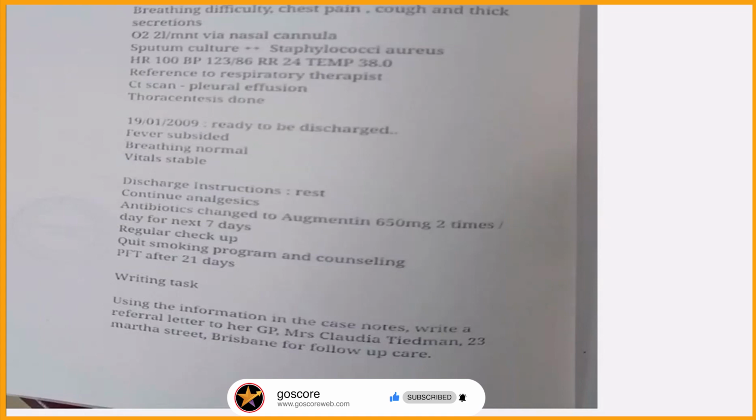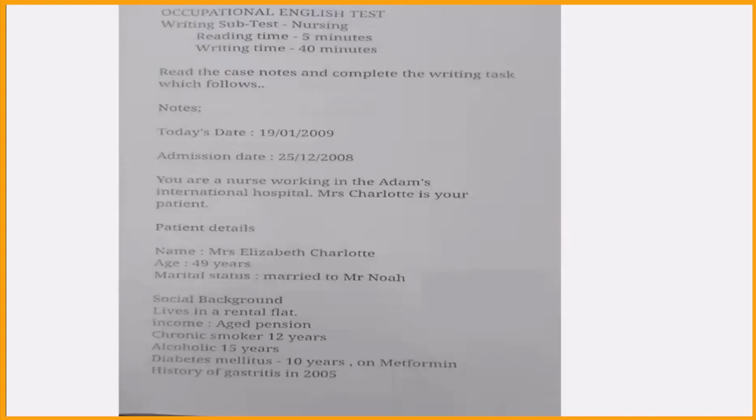What is the purpose of this letter? For follow-up care. When a letter is written to the GP, is it a known case or an unknown case? Known case. So when it is a known case, automatically what information can be avoided? Past history. Family history, past medical history, past medications, all that, isn't it? Yes. So now let's start from the beginning of the letter.